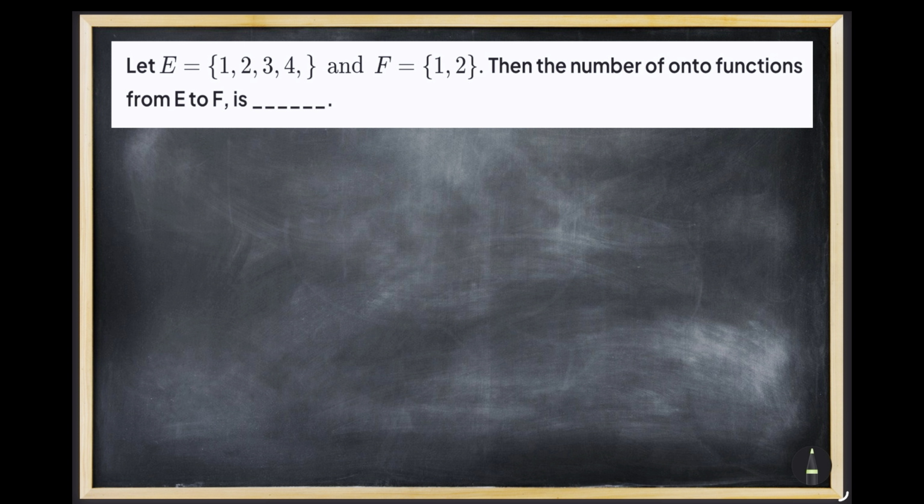So we are back with a wholesome new question, which says: let E equals this, F equals this, then find the number of onto functions from E to F. Great. So for onto functions, what we used to do?